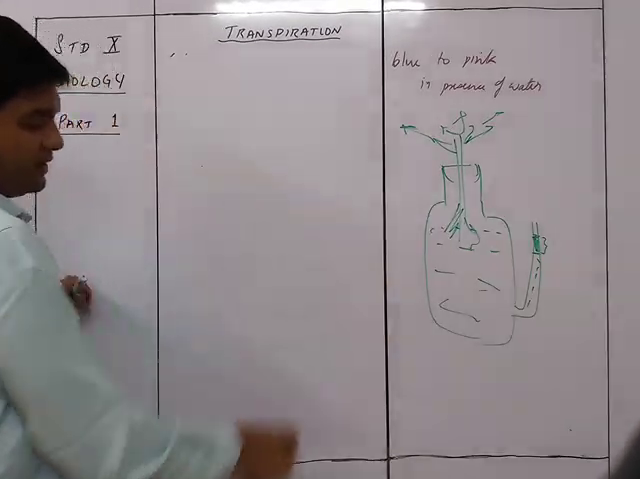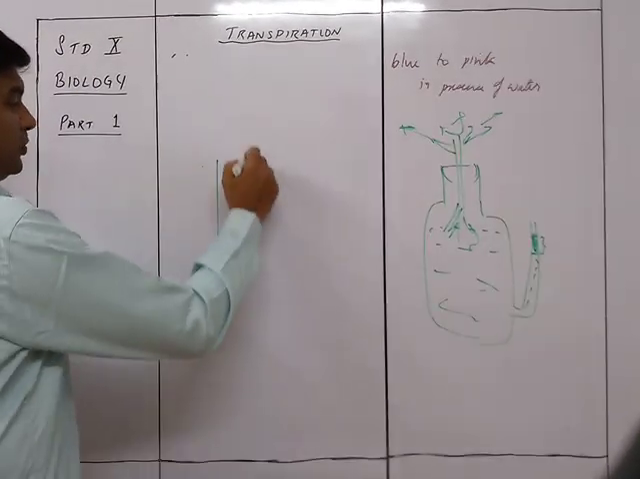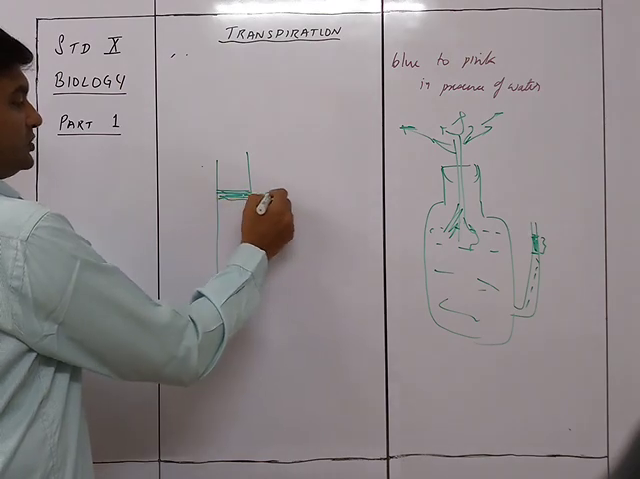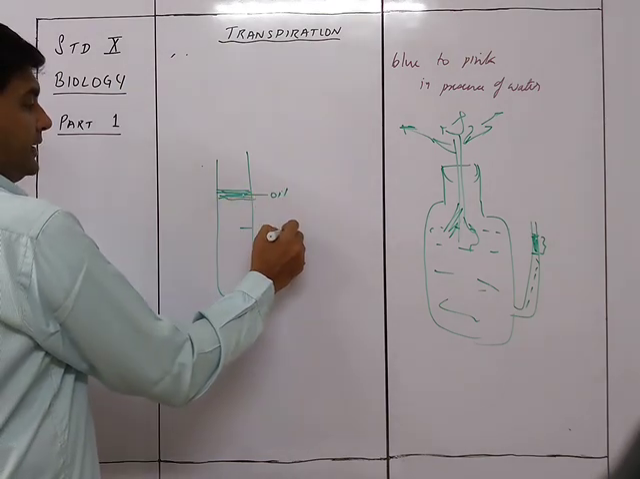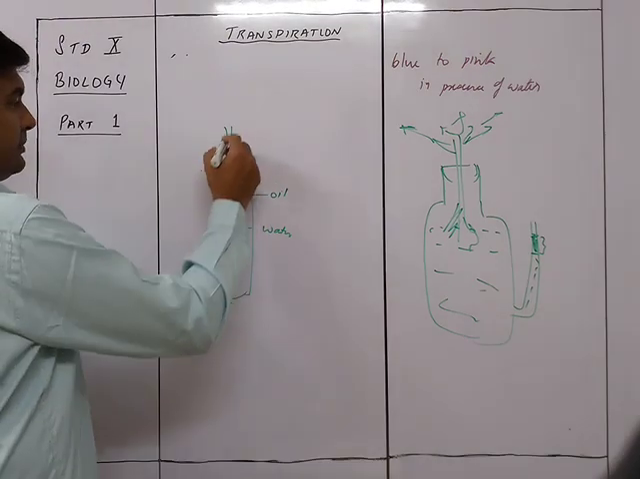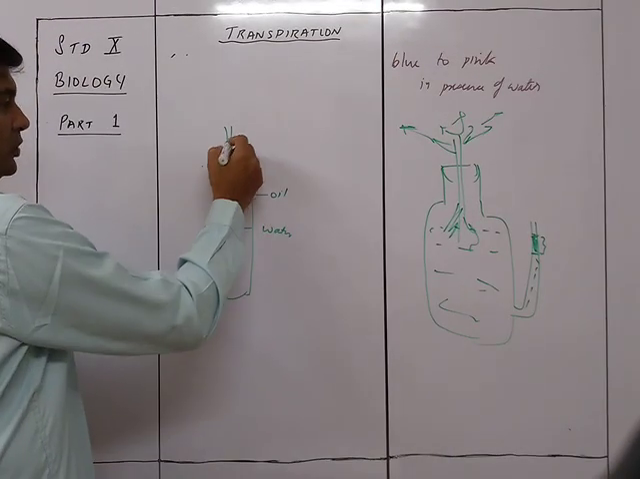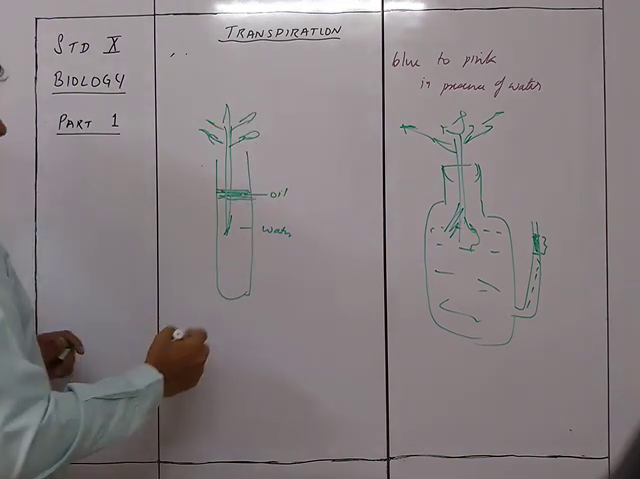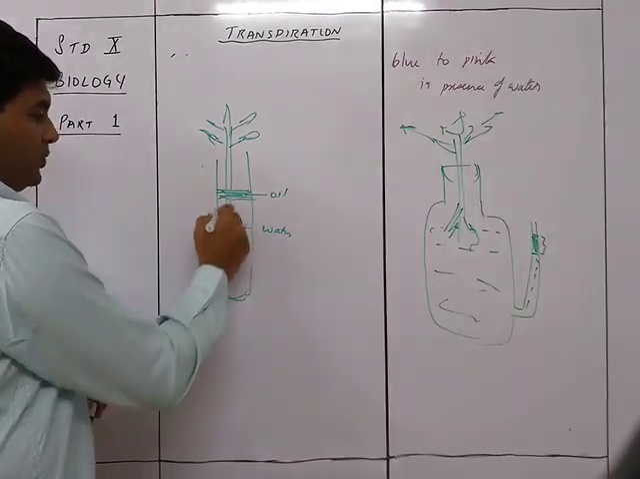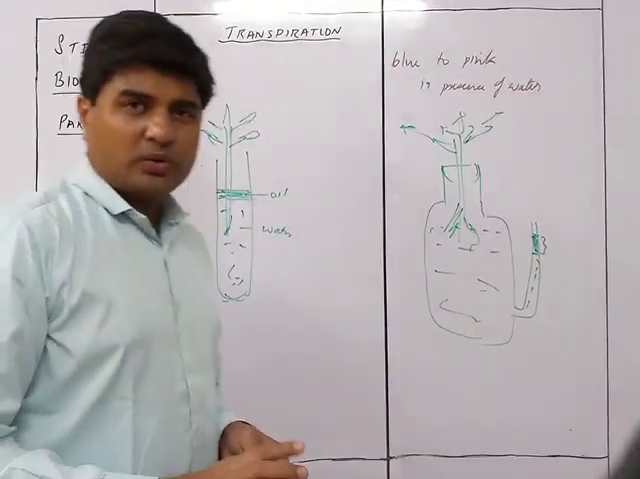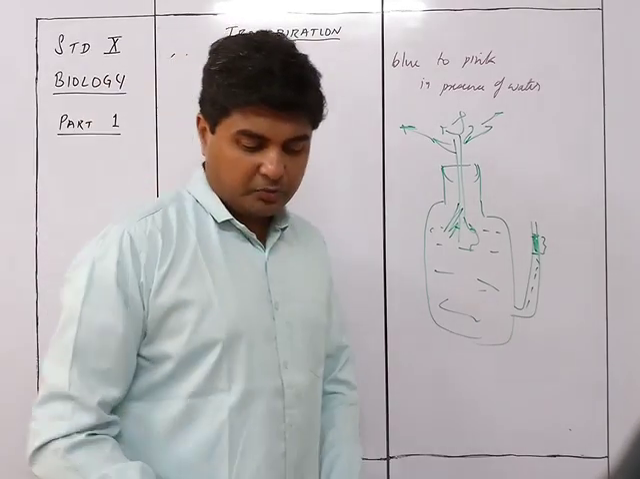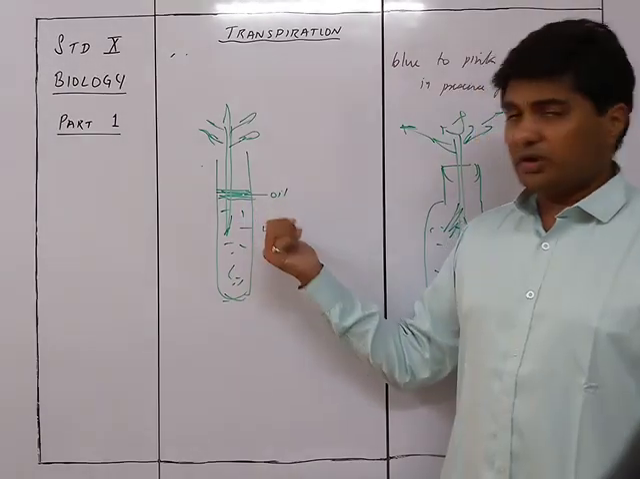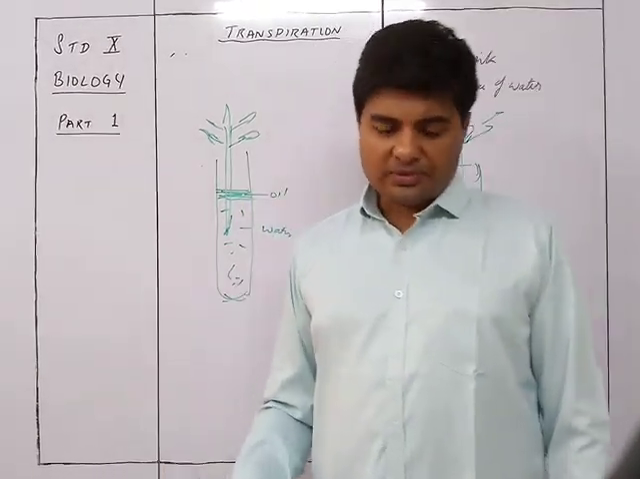In this method you are taking a small test tube, and then water is there. On the water you are putting an oil layer, so this is oil and this is water, and you are going to place a stem, which will be a twig. In fact, there are no roots, only the leaves are there. So you weigh the test tube completely along with the water, oil and the plant, everything. You keep it aside for some hours, and then weigh it again. You will find that there is a loss of weight due to transpiration.